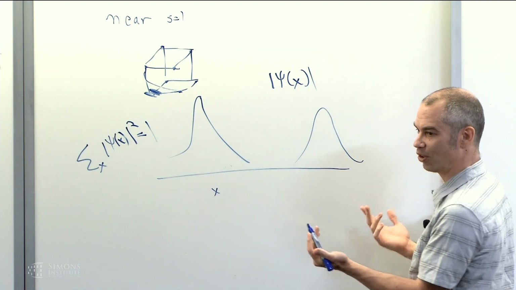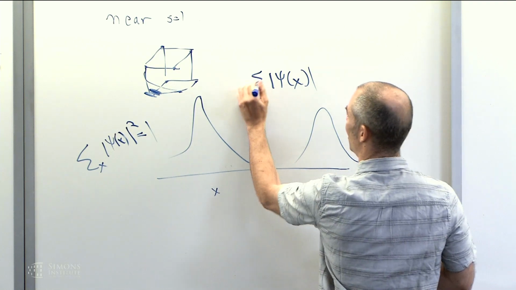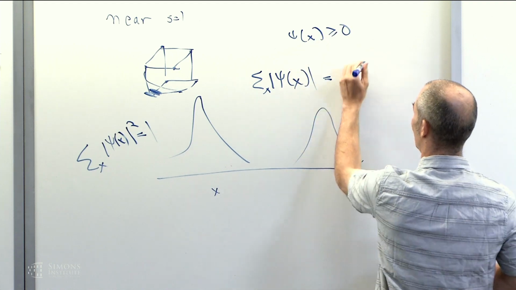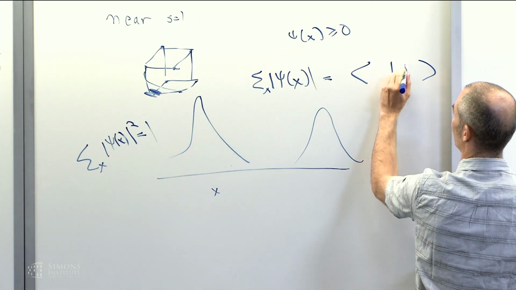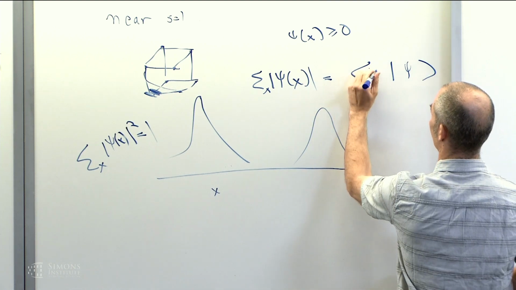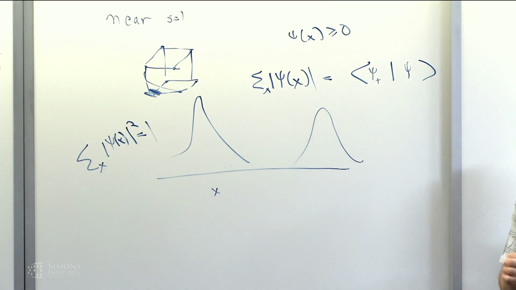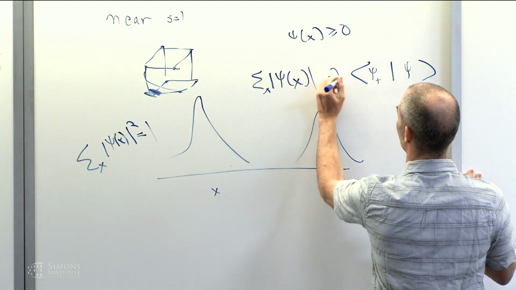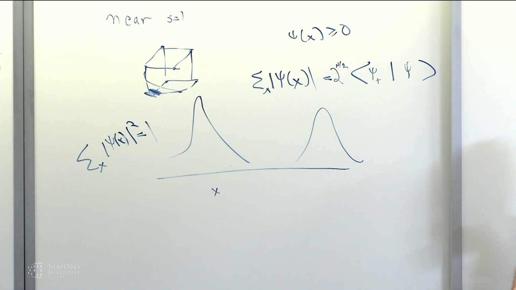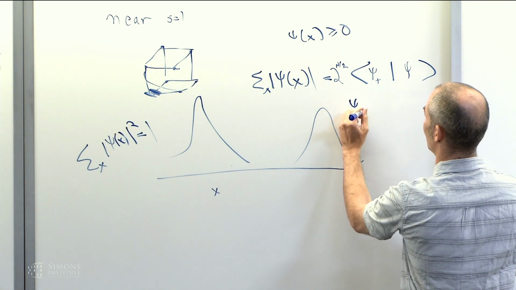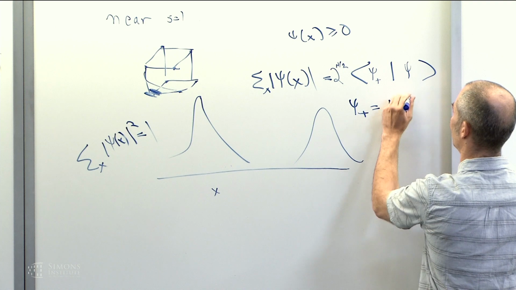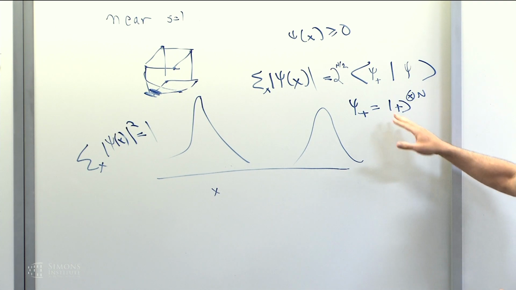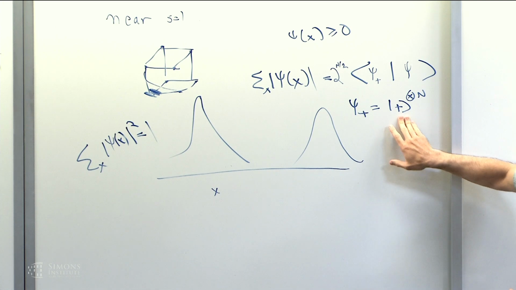Well, if the wave function is positive everywhere, if psi of x is greater than or equal to 0 everywhere, then this is actually just the inner product of the wave function with a state that I'll call psi plus. That's the maximally polarized state, the state where everybody's polarized in the transverse direction, up to a 2 to the n over 2 factor in front. Let's say psi plus is plus to the tensor product n, everybody maximally polarized. So it just has the same amplitude on every site, and so there's a 2 to the minus n over 2 in the normalization.